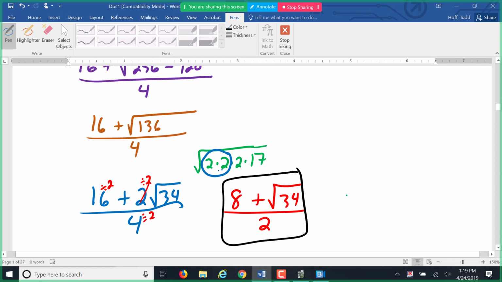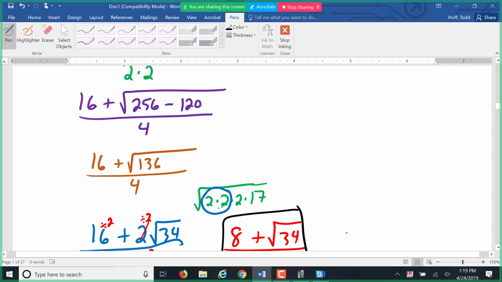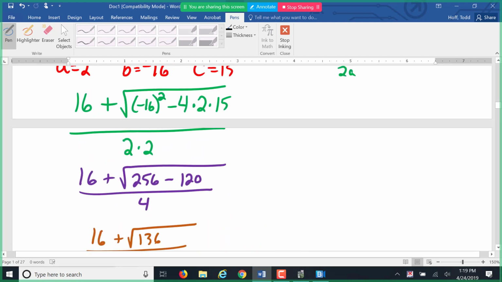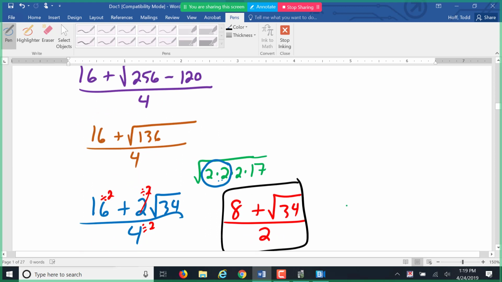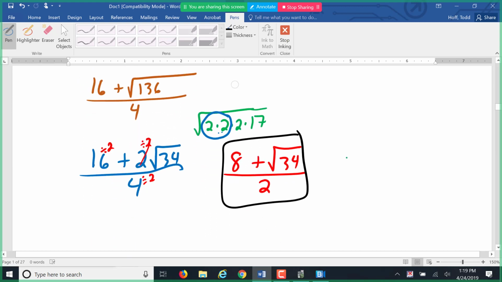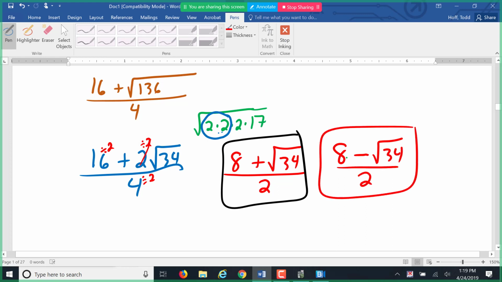That's our first answer. Our second one's much simpler. The only thing that changes in our second answer is this becomes minus. Which means this is just going to be 8 minus the square root of 34 over 2. Those are our two answers. Now in the next example, I'll show you how we can leave the plus or minus in here and do them both at once. Any questions?